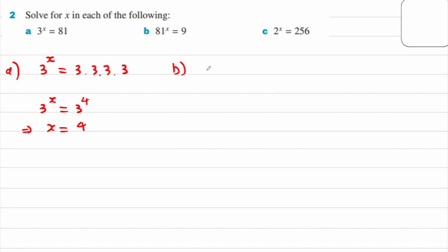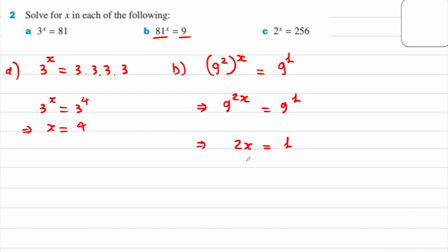Question B, the same thing. You got 81 here and 9 here. 81 equals 9 squared inside the bracket, and on the other side you got x. And the right hand side is 9 to the power of 1. So here you got 2x equals 1 in this one. And 2x equals 1 means x equals 1 over 2.